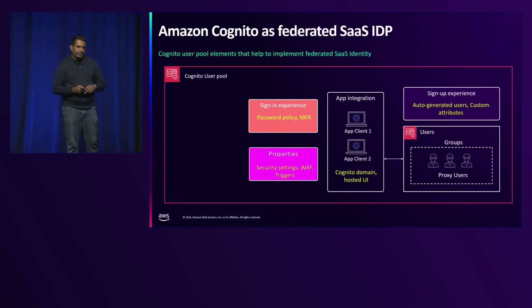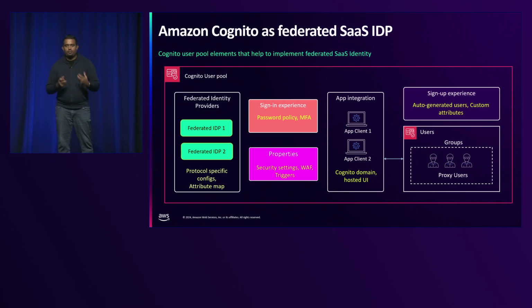The second difference is that I need to have an entity within the user pool to manage the federation details. For that, user pools are giving a feature called Federated Identity Providers, in which I can have the protocol specific configuration for each and every tenant who needs the federation. I'm going to have a dedicated federated IDP within the user pool that will contain the federation related configuration that will help me to do the federation workflow as well.